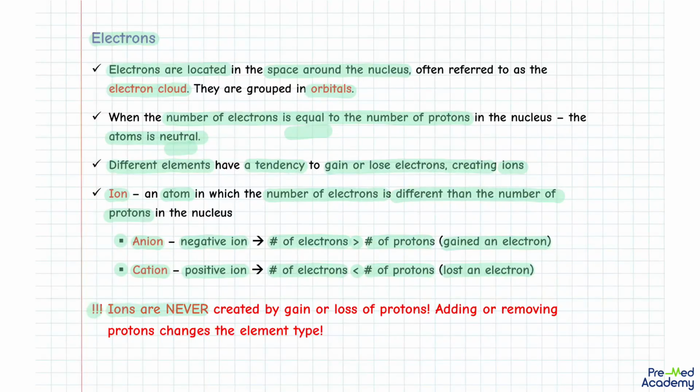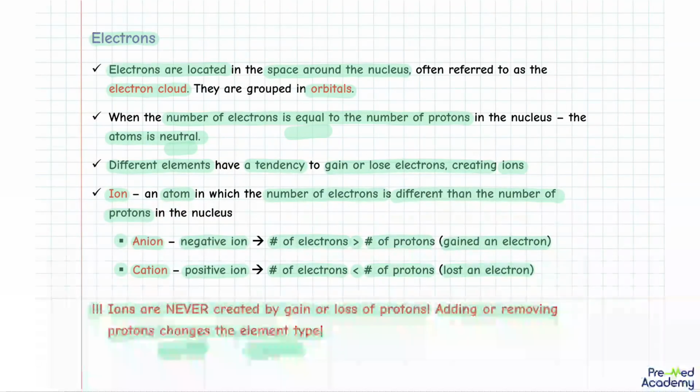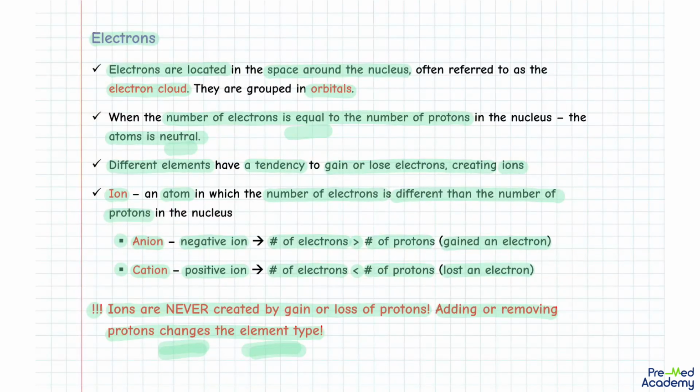Notice a critically important point. Ions are never formed by a proton leaving or joining the nucleus. It is always a matter of electrons leaving or joining orbitals. Why is that? Because if a proton leaves or joins a nucleus, we actually get a new element. After all, we said that the number of protons in the nucleus defines the element. So if suddenly the number of protons changes, we actually have a change in the element type, and this is another phenomenon called radioactivity, which we will not discuss now.